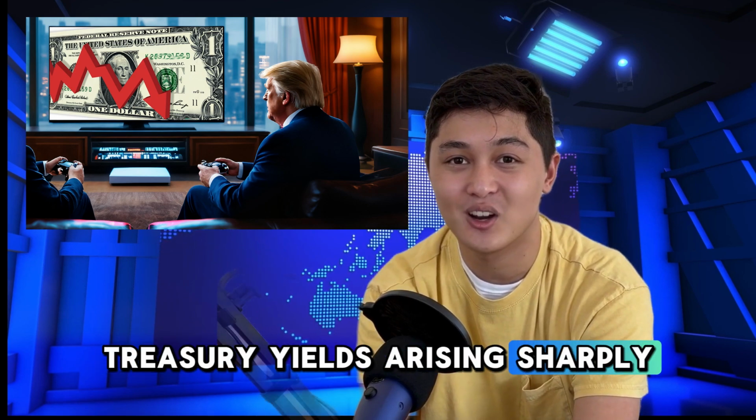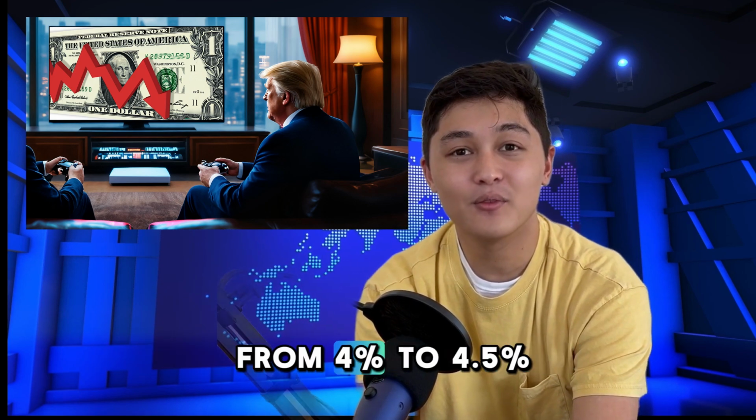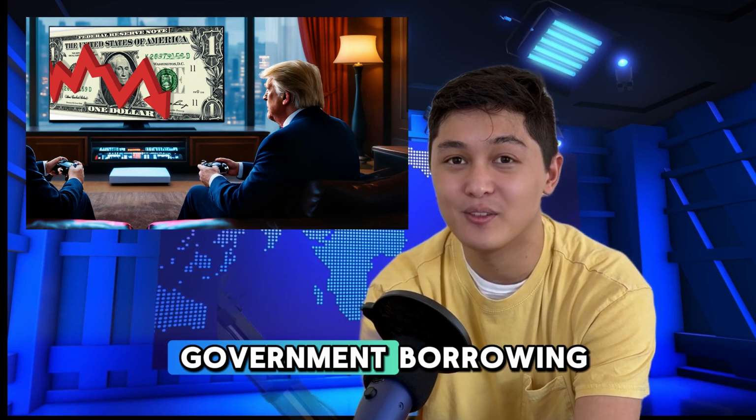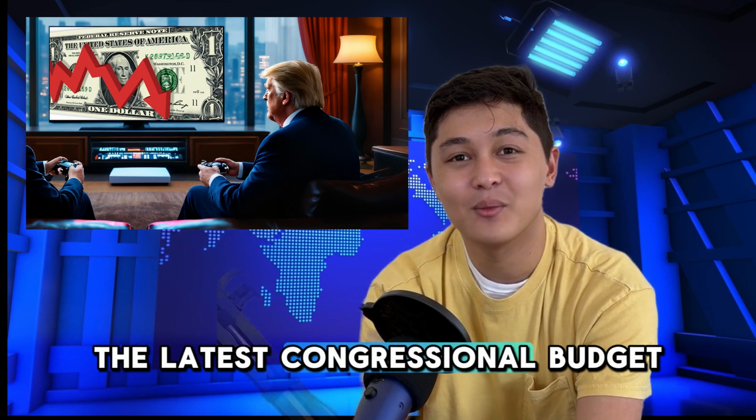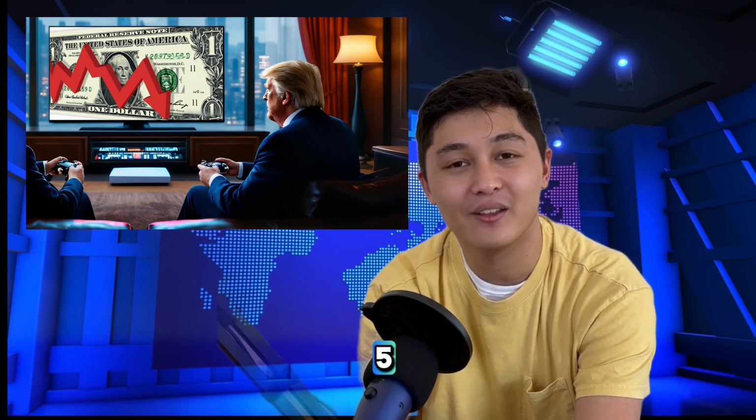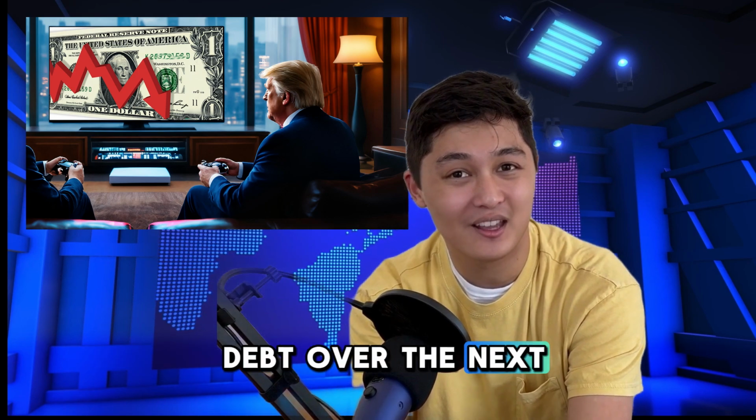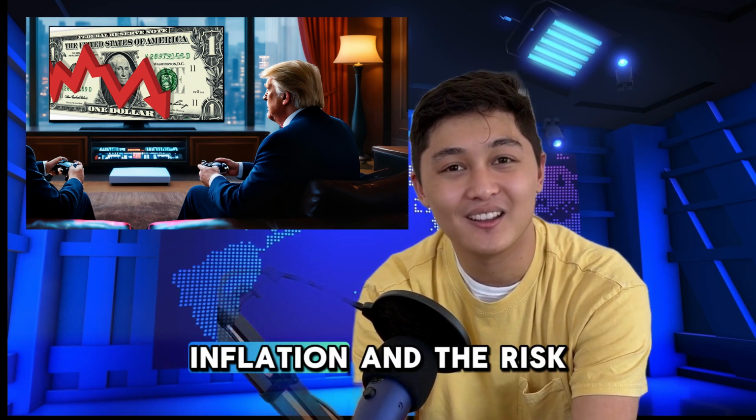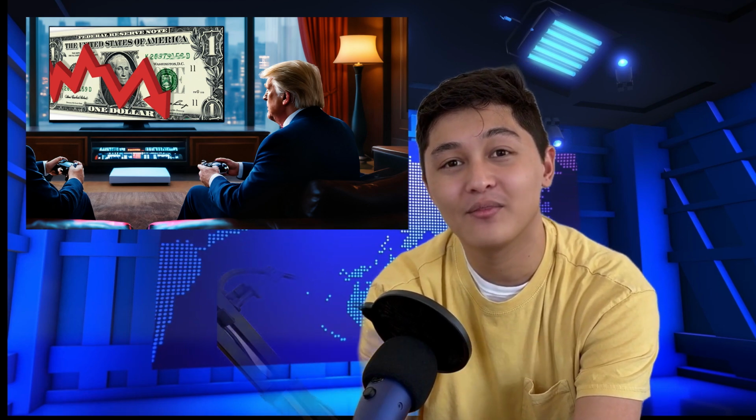Soaring debt and Treasury sell-offs. Treasury yields are rising sharply. 10-year yields jumped from 4% to 4.5% in just 1 week, raising the cost of government borrowing. The latest congressional budget blueprint could add a staggering $580 trillion to the national debt over the next decade, undermining fiscal stability.